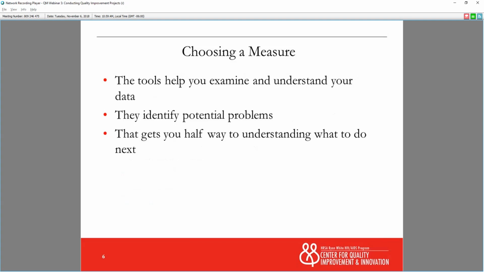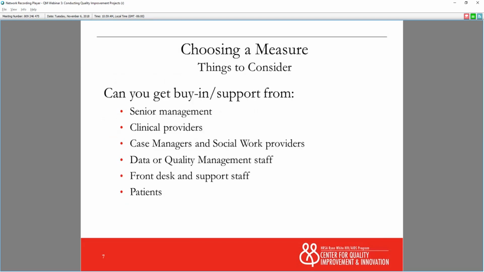So again, we talk about tools and understanding your data, how they help you identify potential problems. And that gets you kind of halfway to understanding what to do next. Because your data, even with all the tools and things like that, are going to set out for you things that may or may not be occurring, things that may or may not be good or bad or whatever. The problem with that is that you then are faced with a lot of choices. And, excuse me, you really need to sift through that, and I'll talk about that in a minute.